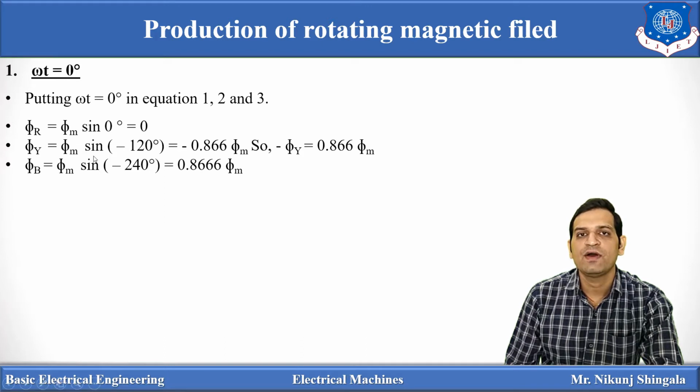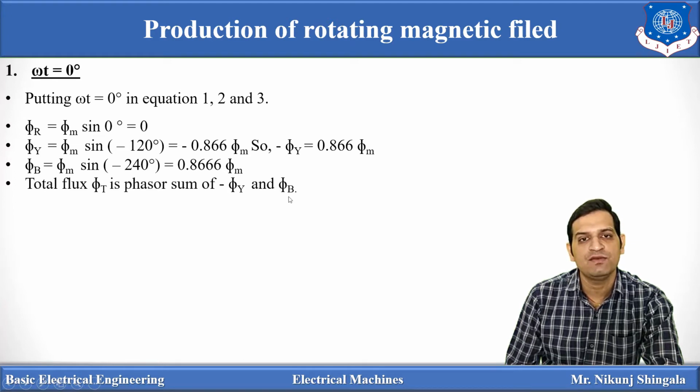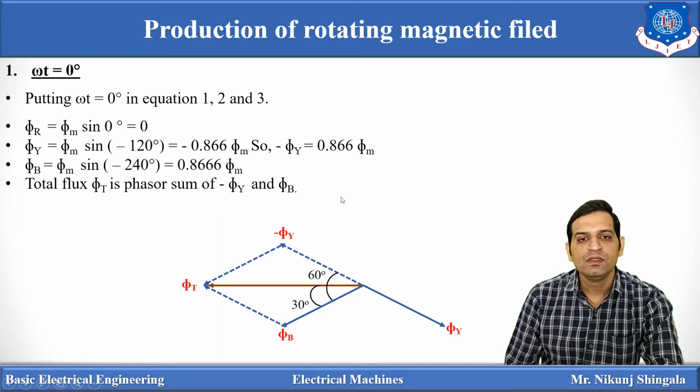So these are the values of phi r, phi y and phi b when we are putting omega t equal to 0. So total flux phi t can be found using the phasor sum of minus phi y and phi b. The reason behind taking the reversal of phi y is that both now have the same magnitude, minus phi y and phi b, so we can easily find the resultant of these two using the parallelogram method. That's why phi y is reversed, which is represented as minus phi y.